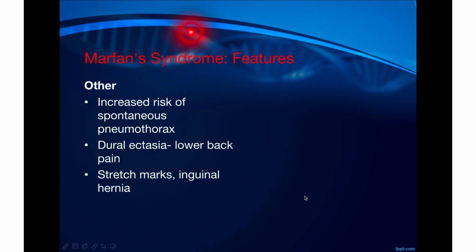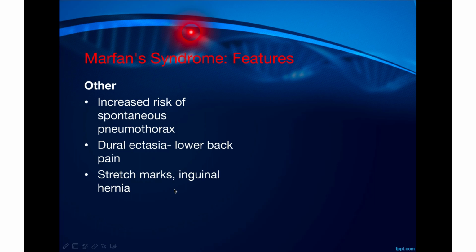And also we have something called the ballooning of the dural area, which is called dural ectasia, which can lead to lower back pain. It can also lead to some neurological manifestations, pain in the legs, if of course this ballooning is pressing on a nerve. So the patient can have lower back pain and leg pains as well. The patient will also have stretch marks, striae, and also inguinal hernias as well.